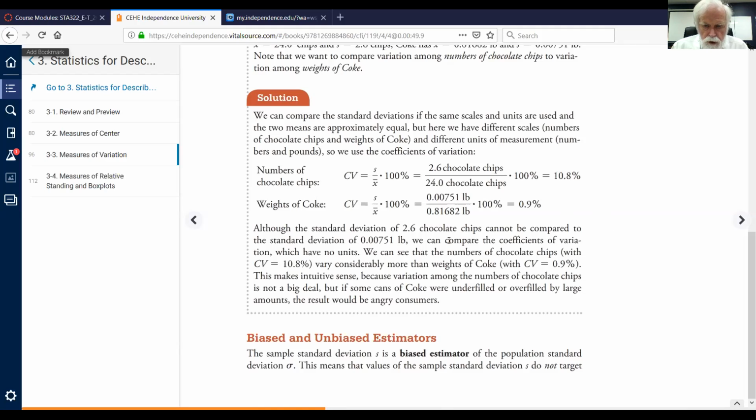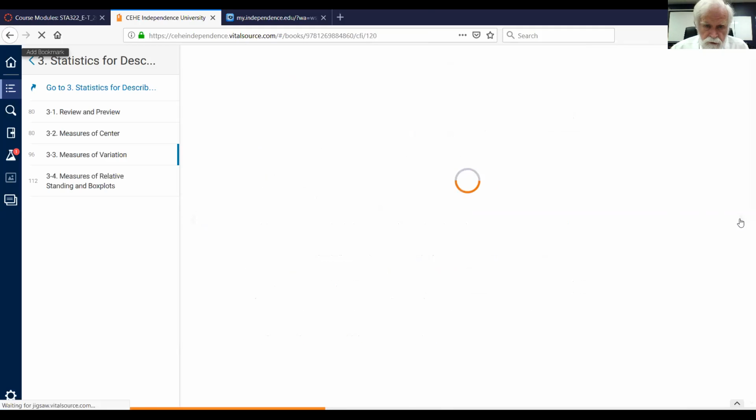So we can't compare the standard deviation of the chocolate chips to the standard deviation of the Coke cans, but we can compare the coefficients because they don't have units. We've divided 2.6 chocolate chips by 24 chocolate chips, and pounds by pounds. So what this says is that if you were looking at quality control, the quality control on the packaged material in cans of Coke is much tighter than it is in the Chips Ahoy chips, for whatever that means.